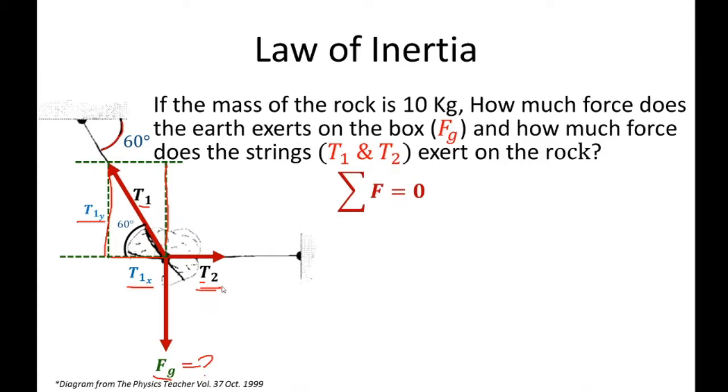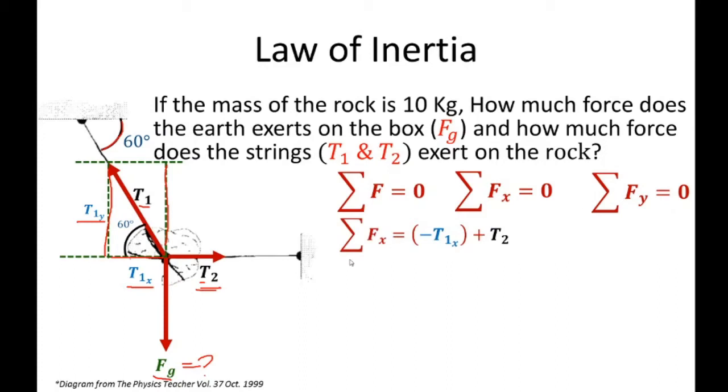So the summation of the forces is 0. The summation of the forces in the x is 0, and the summation of forces in the y is 0. Now why is this all zeros? Because again, the law of inertia states that an object at rest should remain at rest. So this rock should remain at rest such that its net force along the x and its net force along the y should be 0.